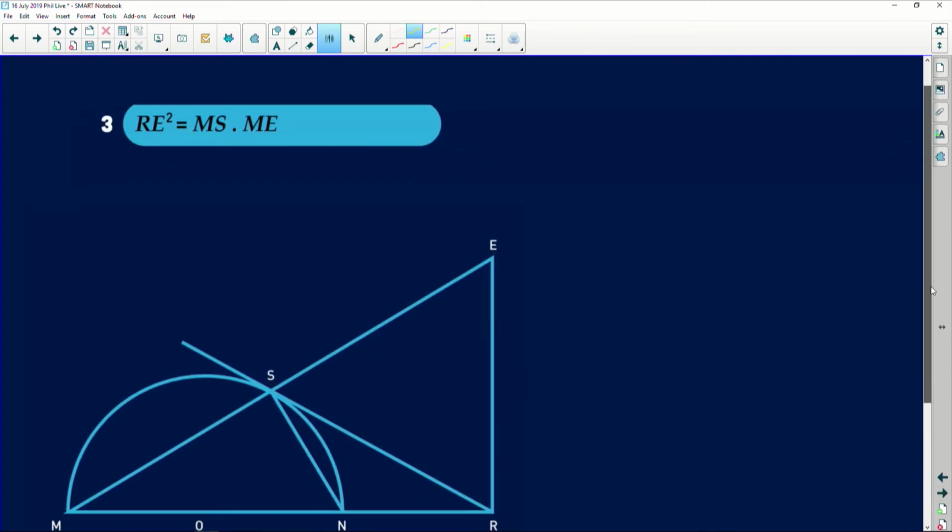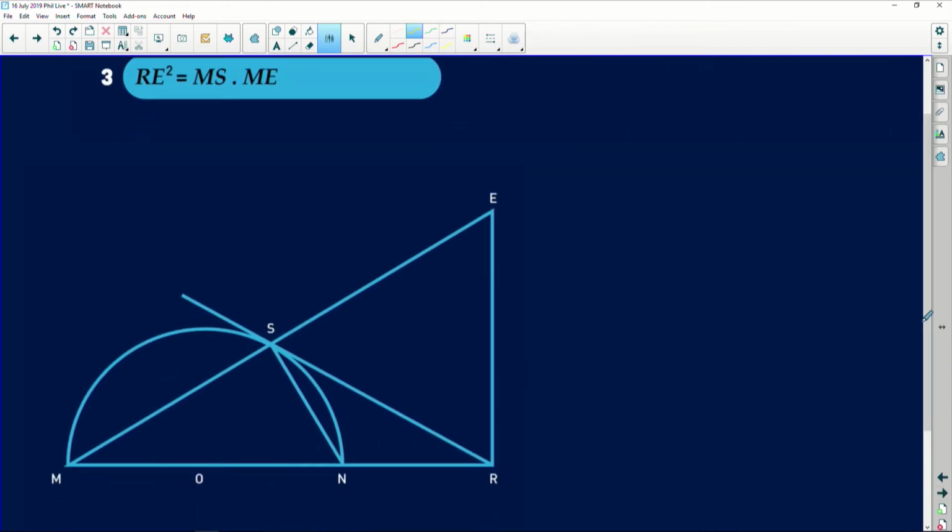The last thing, this is where our similarity comes in. Prove that RE squared is equal to MS multiplied by ME. Okay, so how do we even do that? Let's fill in what we know here. We know that these angles here are equal, that one and that one. So now we need to try and prove this. Now this is a bit high grade because it's going to use two different instances of similarity.